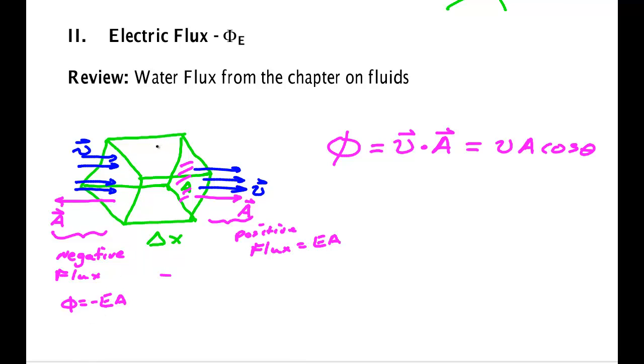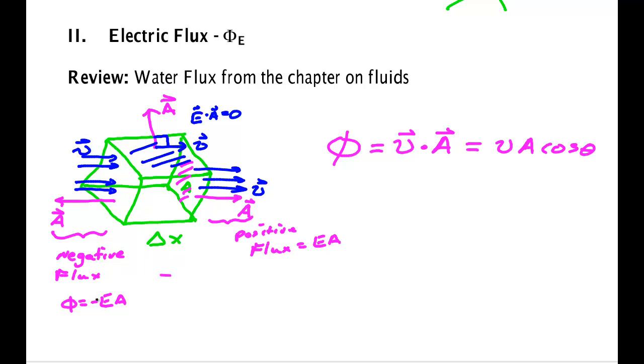Up here, A is pointed this way, but V is pointed that way. That angle is 90 degrees. So E dot A is 0. There is no flow across that surface. And we could do the same on the other 3 sides, and we'd find there's no flow there. So there's no flow on 4 of these sides.